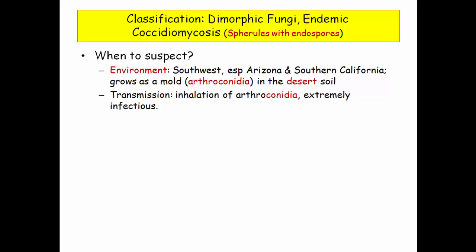If I can pick a favorite fungus, this would be it. The geography is unique, being found in the Southwest, including Arizona and Southern California. The ecology is unique, growing in the desert soil. The mold form is unique, appearing as barrel-shaped arthroconidia that we'll review in a moment. But what makes this bug stand out in my mind is the infectivity. You just need to breathe in a single conidia and you're screwed. You have to admire a fungus that is so aggressive.